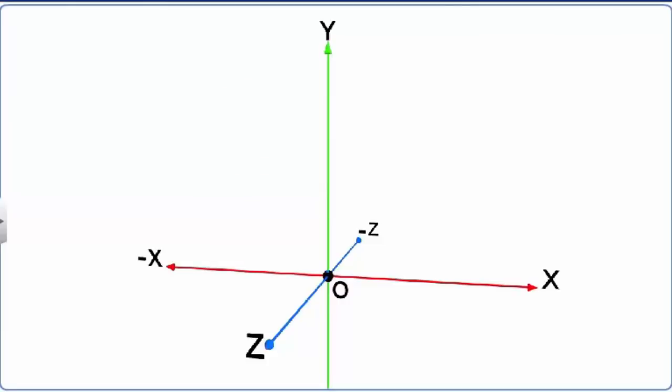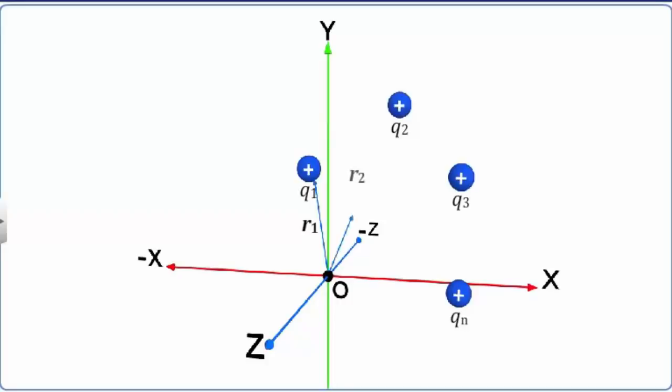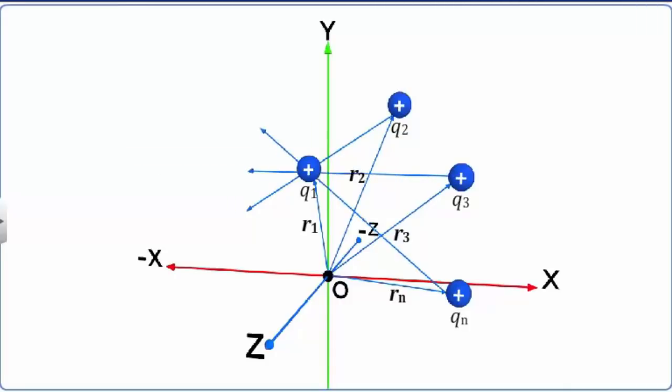Let us now consider a system of charges Q1, Q2, Q3 and so on till Qn as shown in the figure with position vectors R1, R2, R3 till Rn with respect to the origin O. We know that electrostatic force, as given by Coulomb's law, exists between every pair of charges of the combination. To find the net force on any charge in such a system, we first calculate the electrostatic force on that charge by each and every other charge of the system. Then, the net electrostatic force on that charge is equal to the vector sum of the individual electrostatic forces on that charge due to every other charge of the system of charges.